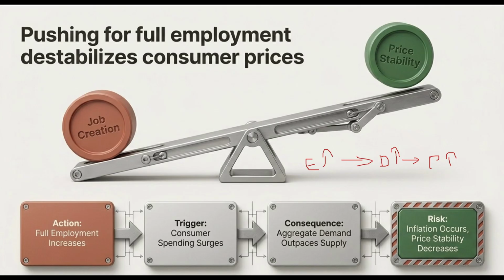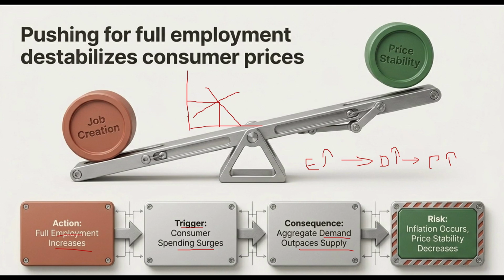So what was the action here? Full employment increases, right? And what triggered? Consumer spending surges. And what was the consequence? Aggregate demand outpaces supply. So we remember the graph, right? This is the supply and demand graph, the normal supply demand graph. It was in equilibrium. And when the income increases, people will demand more.